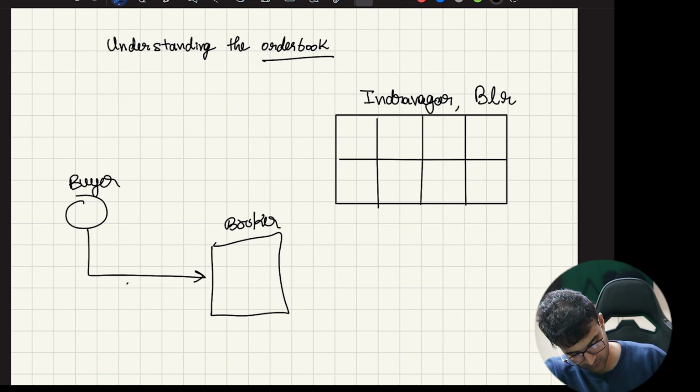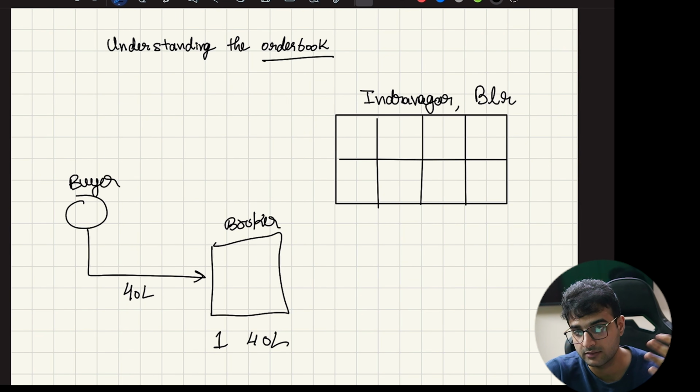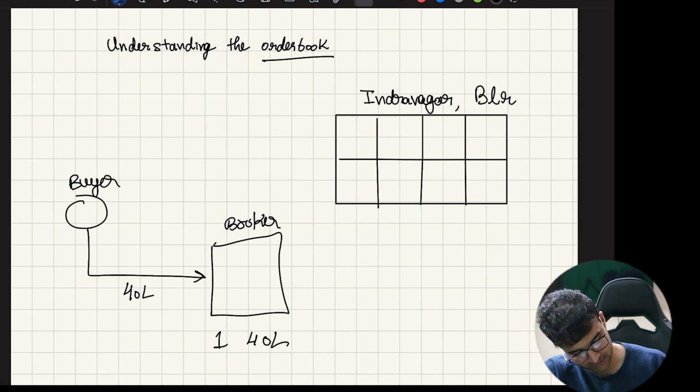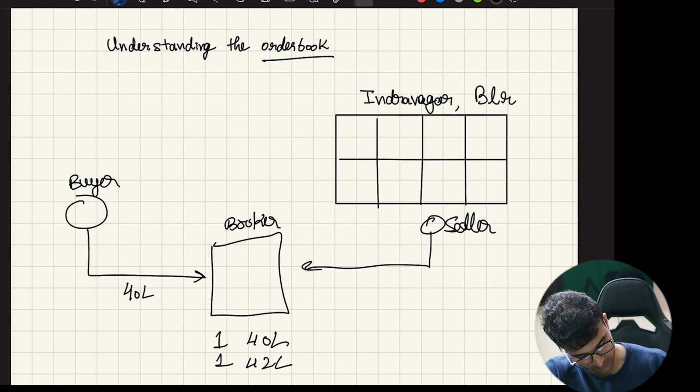Let's say you say, I'm willing to pay 40 lakh for one plot of land. The broker says, okay, I know there is one quantity someone is willing to buy for 40 lakh rupees. He sort of puts it in a book. And then let's say some seller comes in and says, hey, I'm willing to sell one for 42 lakh rupees, nothing less than that.